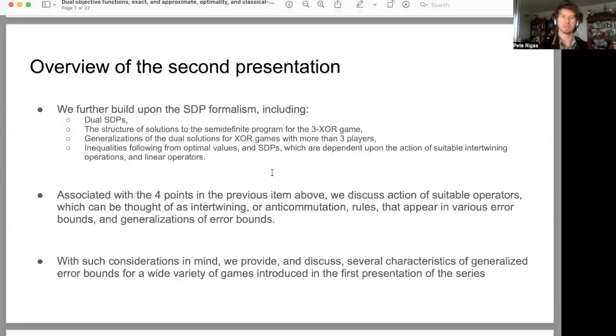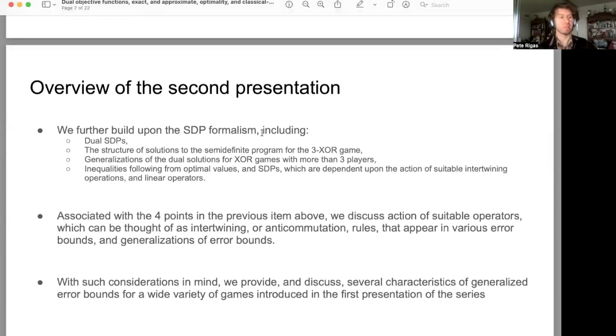To begin with, just a very brief recap of what was stated in the previous presentation in the series. We further built upon the semi-definite program formalism, including how to formulate dual SDPs, namely by interchanging an infimum with a supremum or a supremum with an infimum, as well as interchanging the conditions that are used for the constraint optimization problem, in addition to the objective function.